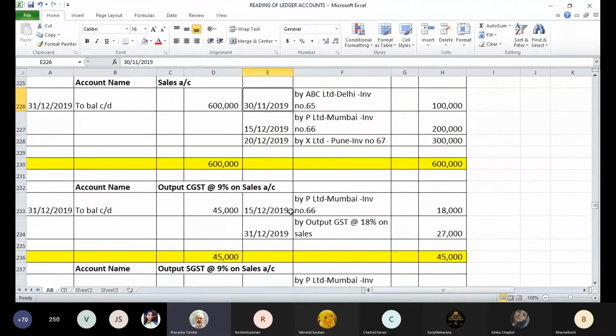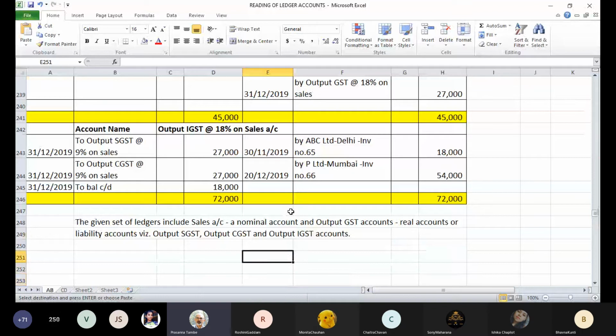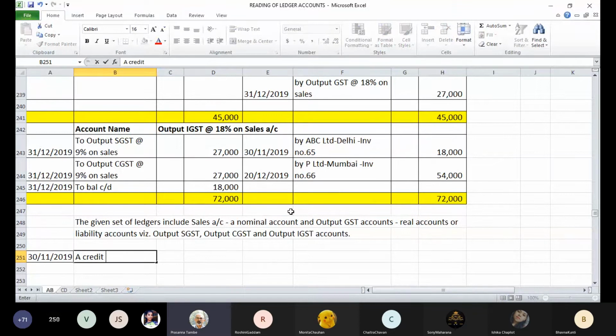Now let us come to 30th November. On 30th November, there is a first sale, invoice number 65. The value is 1 lakh rupees. So let us make the first comment. Credit sale of rupees 1 lakh.